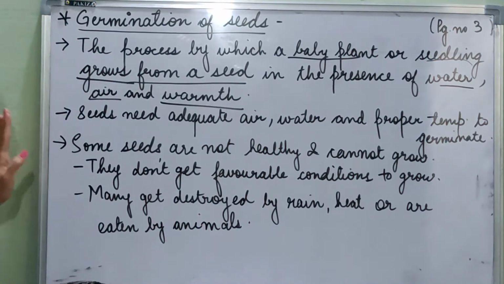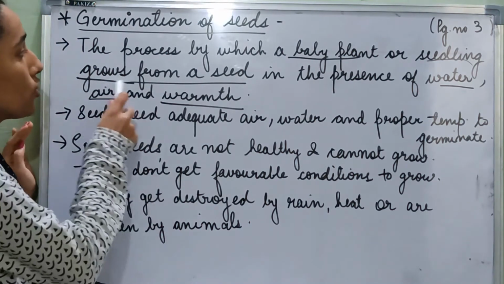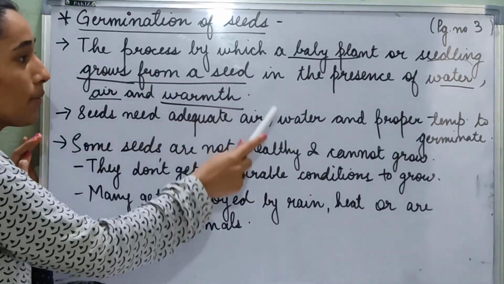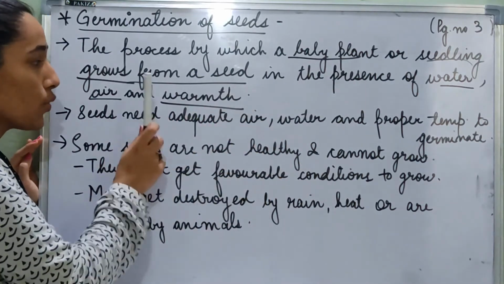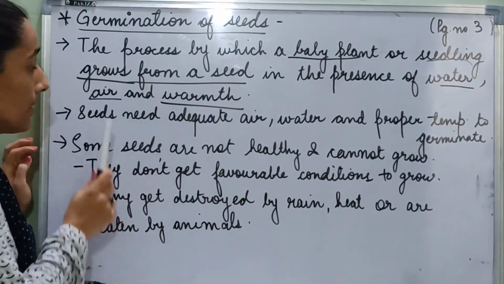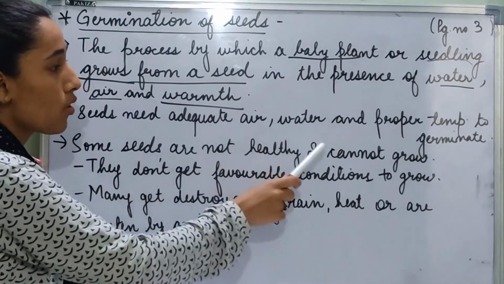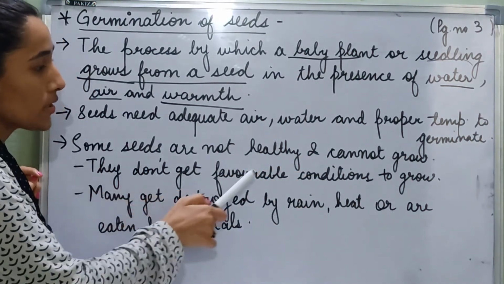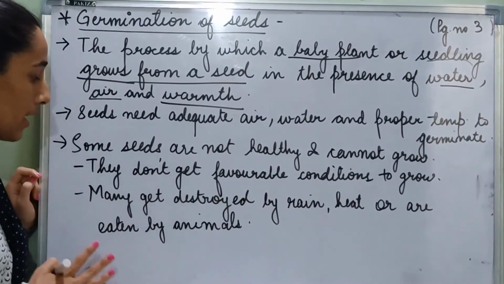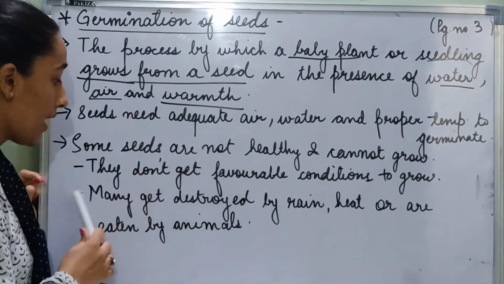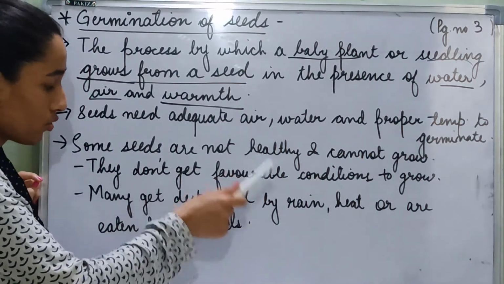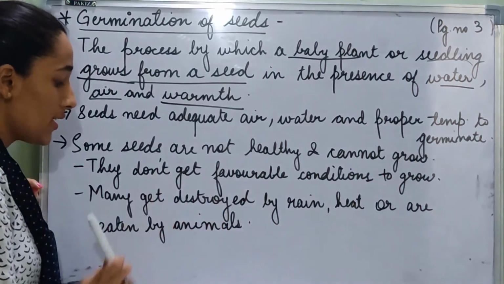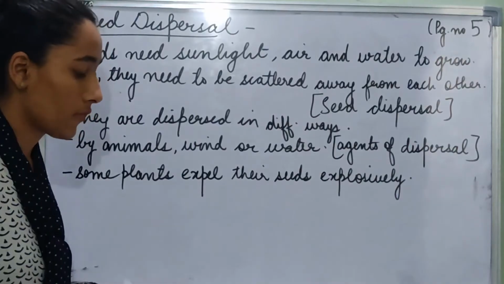So in the topic germination of seeds, we learned that germination is the process by which a baby plant or seedling grows from a seed in the presence of water, air and warmth. Seeds need adequate air, water and proper temperature to germinate. Some seeds are not healthy and cannot grow, and they do not get favorable conditions to grow. Many of them are destroyed by rain, heat or even eaten by animals.